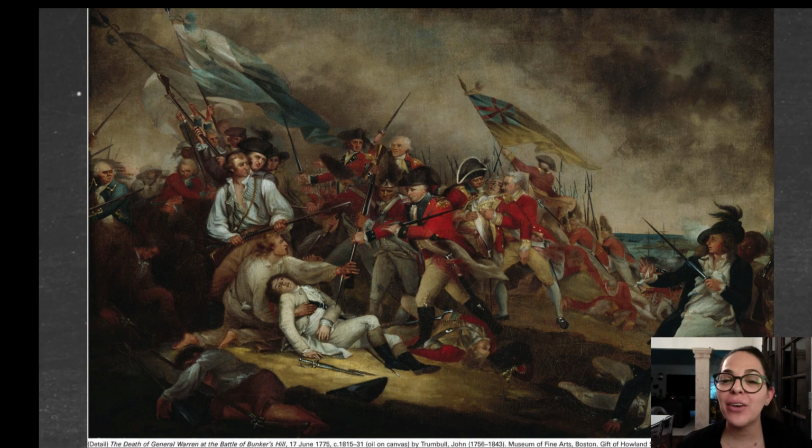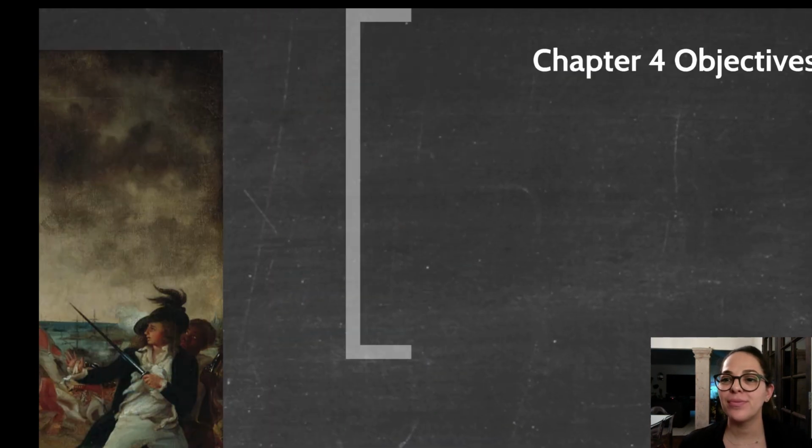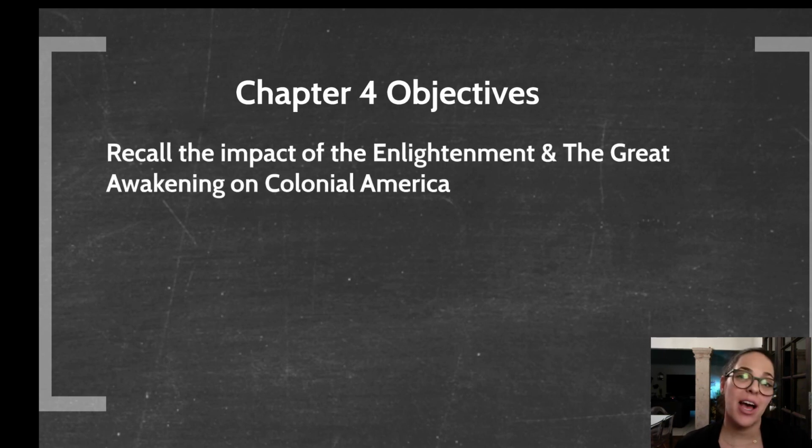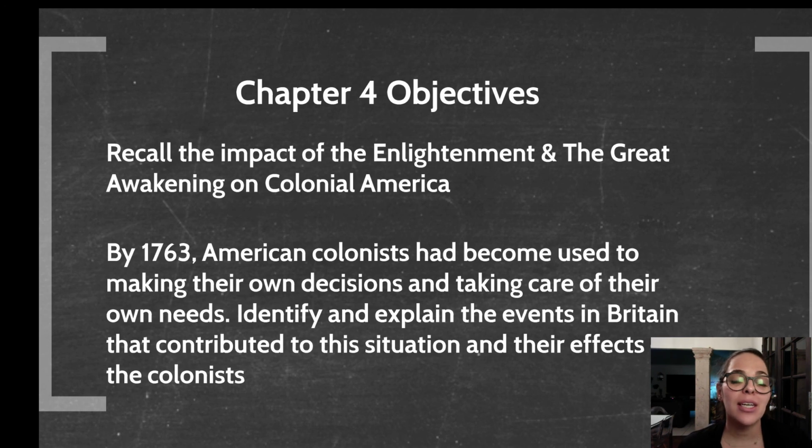Before we begin though, I'd like to go over the objectives for today's lecture. These are coming out of chapter 4, the last part of chapter 4 that we didn't cover in the previous unit. The first thing that we're going to do is recall the impact of the Enlightenment and the Great Awakening on colonial America. And then we're going to talk about how by 1763, most American colonists had become used to making their own decisions and taking care of their own needs.